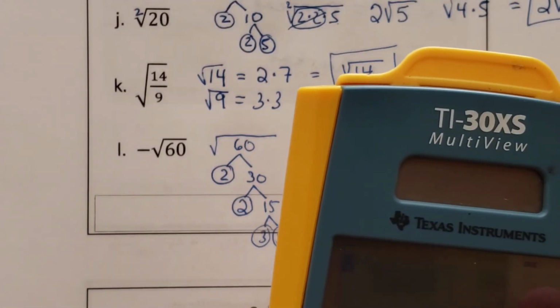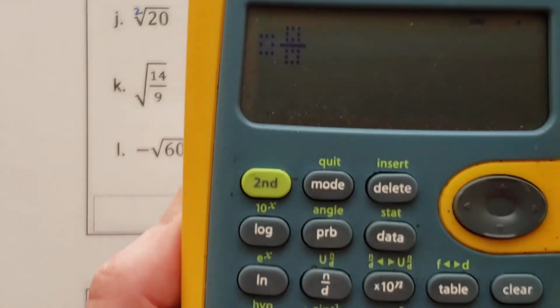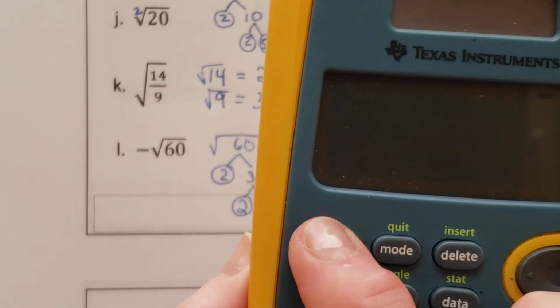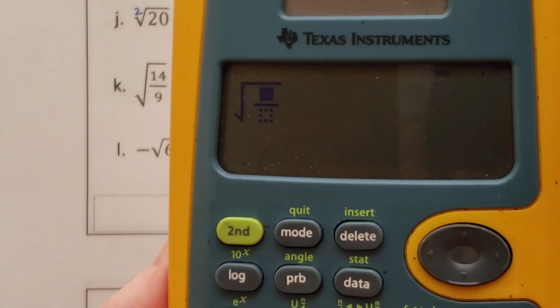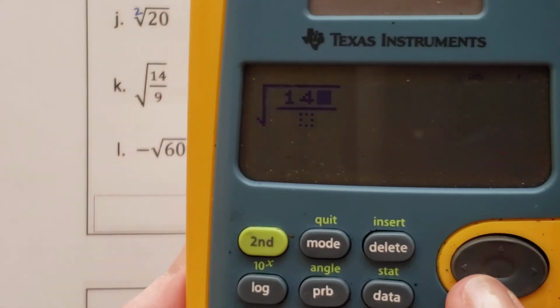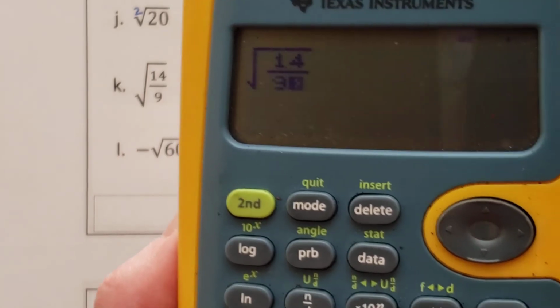All right, square root of, oops, I messed that one up. Square root of a fraction. I'm going to put 14 over, arrow down, 9.